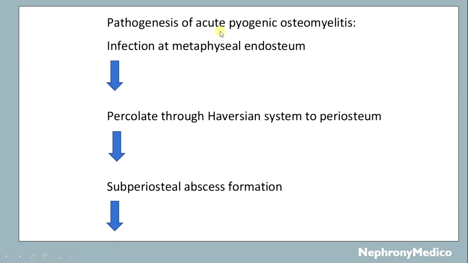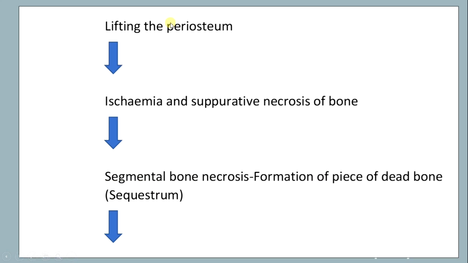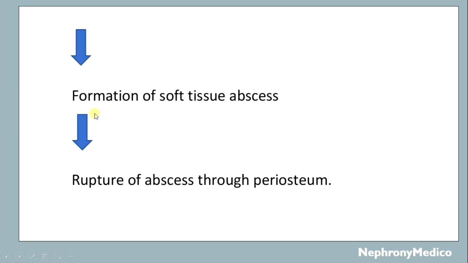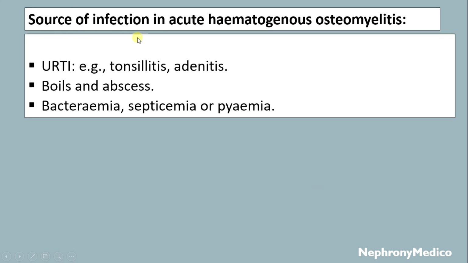Now, pathogenesis of acute pyogenic osteomyelitis. The infection at the metaphyseal endosteum percolates through the Haversian system to the periosteum and causes periosteal abscess formation, which lifts the periosteum, and there is ischemia and suppurative necrosis of bone, which leads to segmental bone necrosis and formation of a piece of dead bone, known as sequestrum, and then formation of soft tissue abscess and rupture of the abscess through the periosteum. Now, the source of infection in acute hematogenous osteomyelitis is upper respiratory tract infection like tonsillitis, adenitis, boils and abscess, bacteremia, septicemia or pyemia.